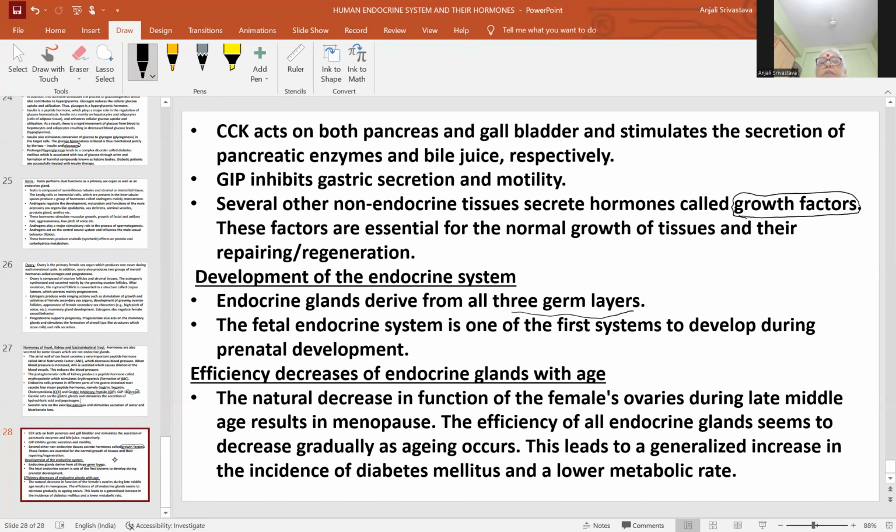So with this ends the endocrine glands and their hormones. In the next class, we will see the classification of hormones. After that, we will see the mechanism of hormonal function and then the disorders.